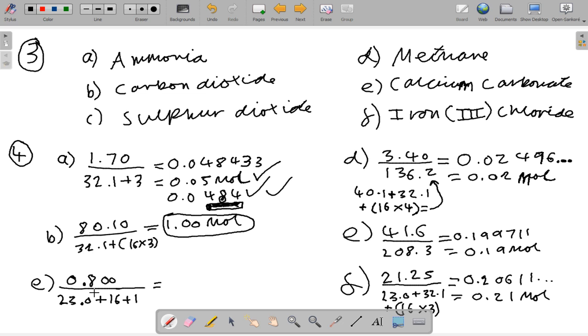And for part C, silly me, we get 0.8 over 23 plus 16.1, which equals 0.02 moles.